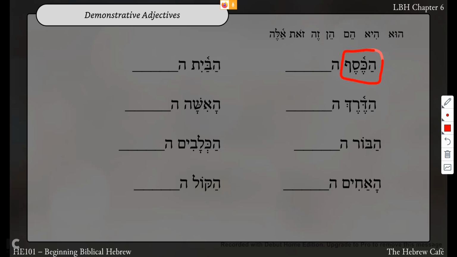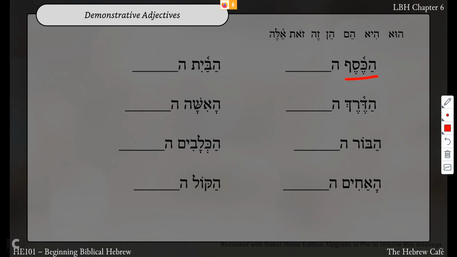Kesef. What does it mean? It's part of our vocabulary. Silver or money. Like in Greek, argurion is used for silver and money. Like in Spanish, plata. Plata is used for money and it's also used for silver. So kesef is silver or money, and it is masculine or feminine.